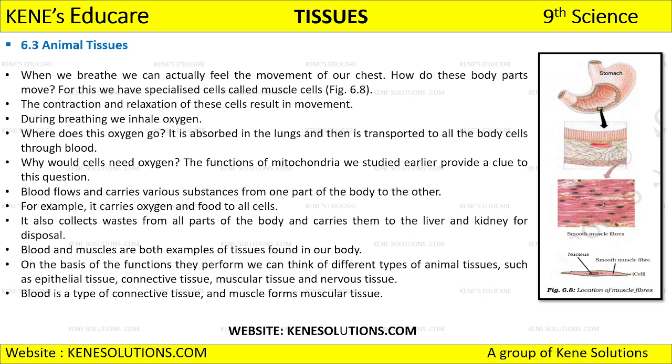So for that we have different types of animal tissues, which include epithelial tissue, then connective tissue, muscular tissue, and lastly nervous tissue. These are the four types of tissues present in animals, and we are going to study each of them in detail. We'll be studying their functions, the groups into which they are classified further, and everything. Blood is a type of connective tissue and muscles form muscular tissue. So these are the two types of tissue that you're aware of.